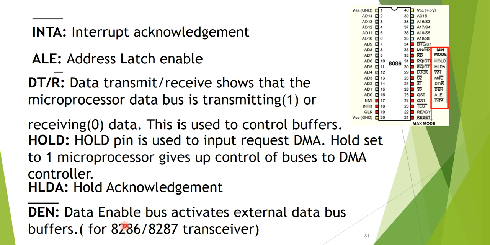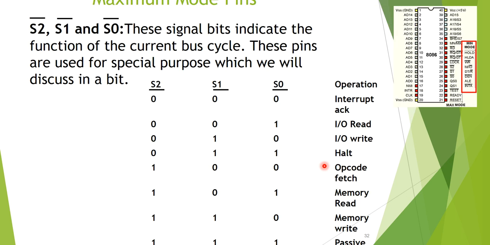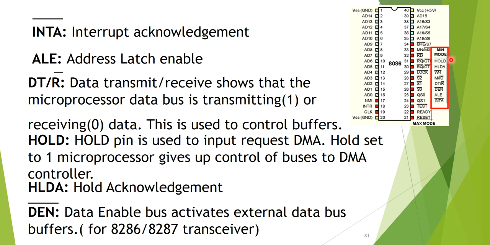Then we have the DEN, which is data enable. This activates the external data bus buffers. So as we said, in the system we have the transceiver bus. This DEN is used to activate the external data bus buffers, that is the transceivers, to receive the data or send the data. So these are the signals which are specifically used in the minimum mode.